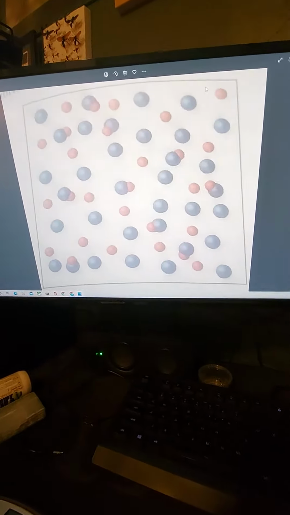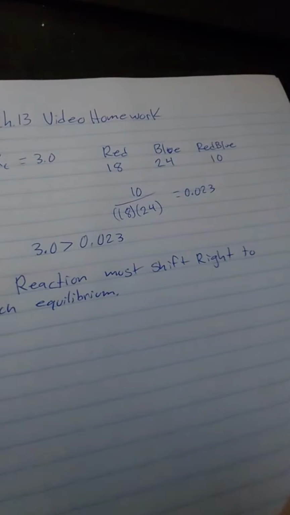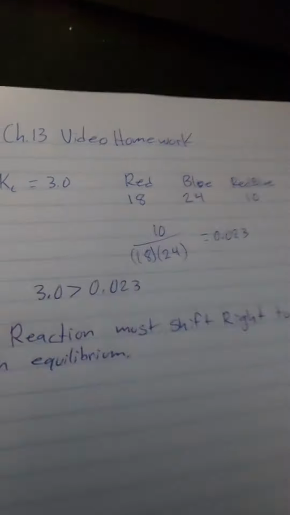And the way I checked this, I counted up all of the red spheres and then all of the blue spheres, and I got 18 for the red, 24 for the blue. Then I also counted up the red and blue spheres, like when they're combined, and I got 10. And to figure out the equilibrium constant, all you have to do is take the concentrations of the product divided by the concentrations of the reactants. And so that's what I've done. And I got this number, 0.023.